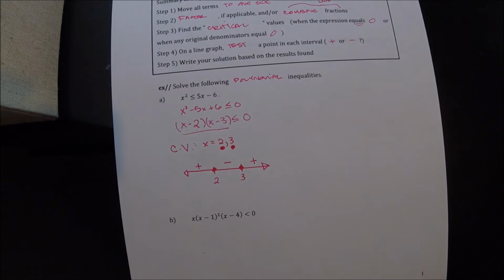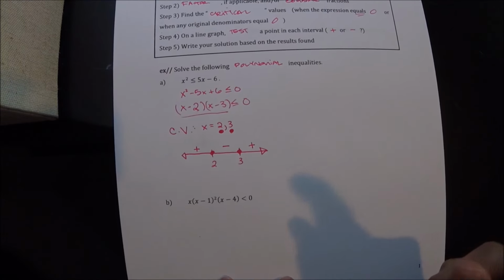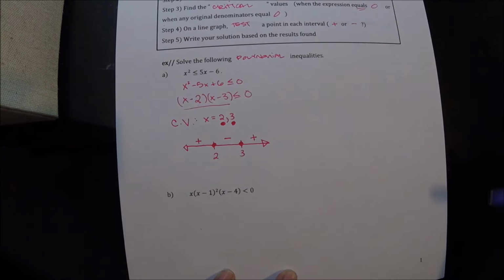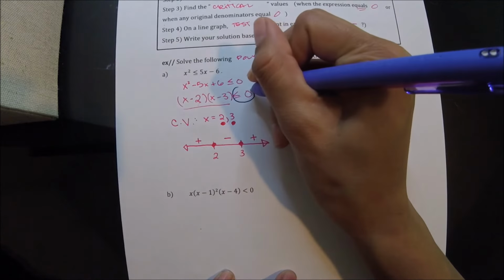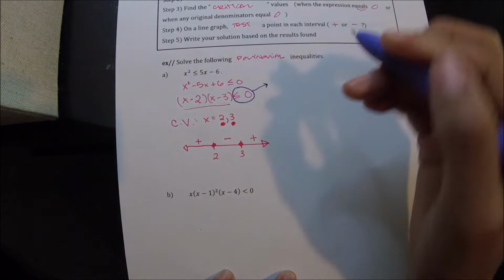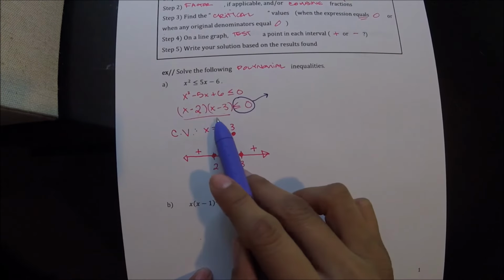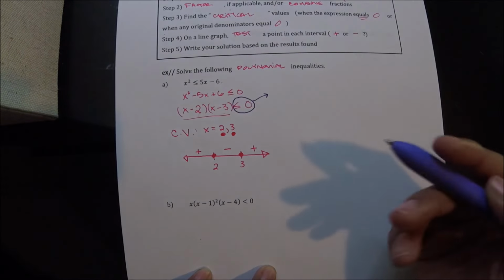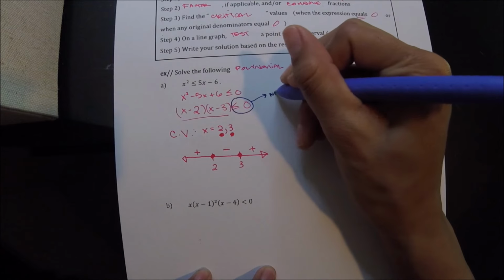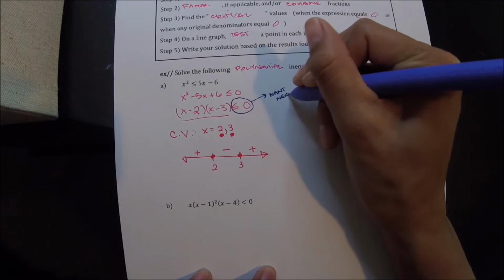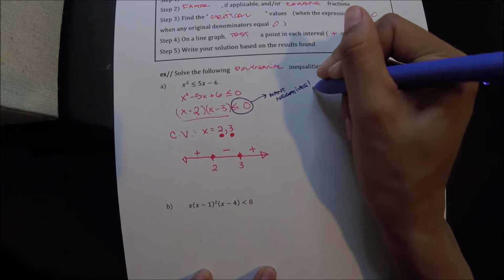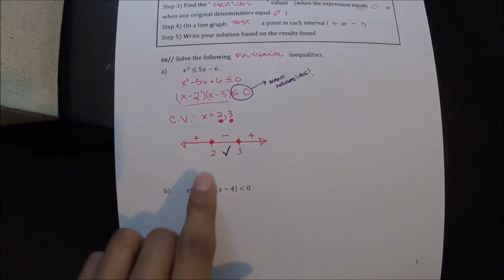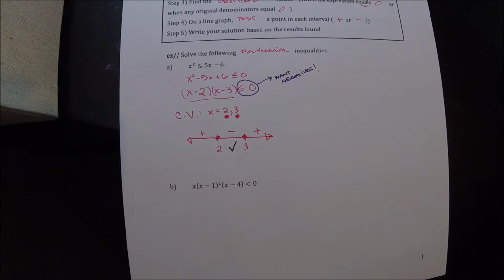Alright, and then the next thing we have to think about is, do we want the positive regions or do we want the negative region? So to find that, you have to take note of what's going on here. This says that this expression can be less than or equal to 0. Well, if it's less than 0, that means we want the negatives. Therefore, this part here is the one that we want.